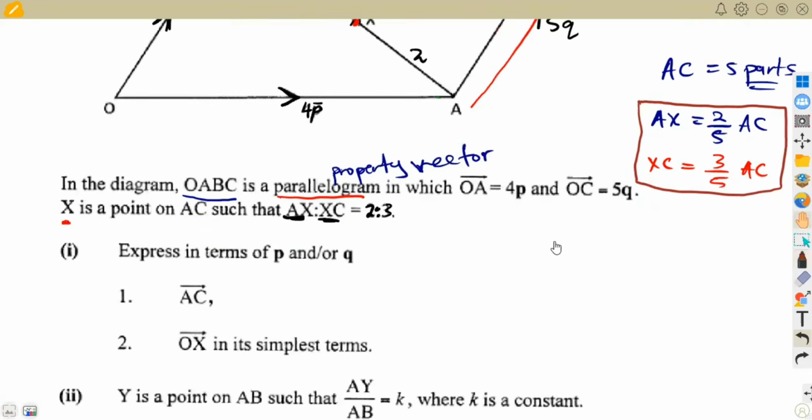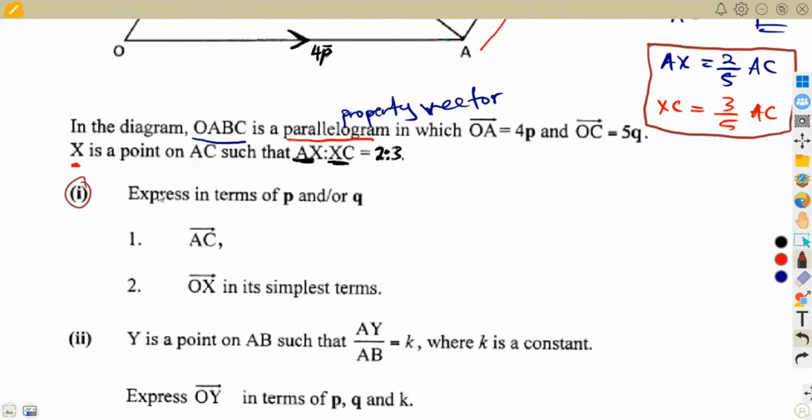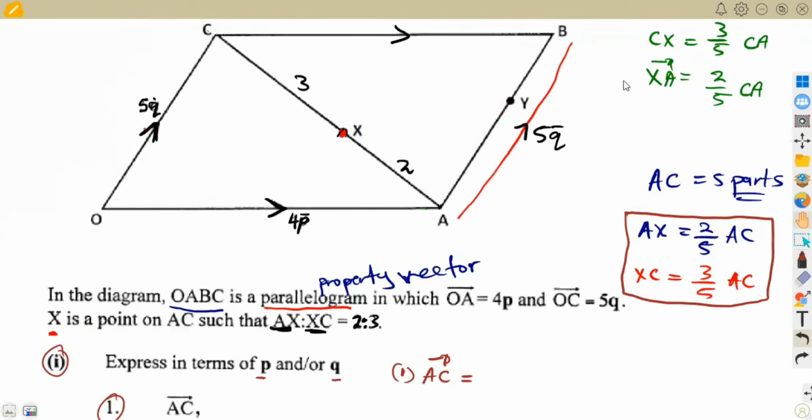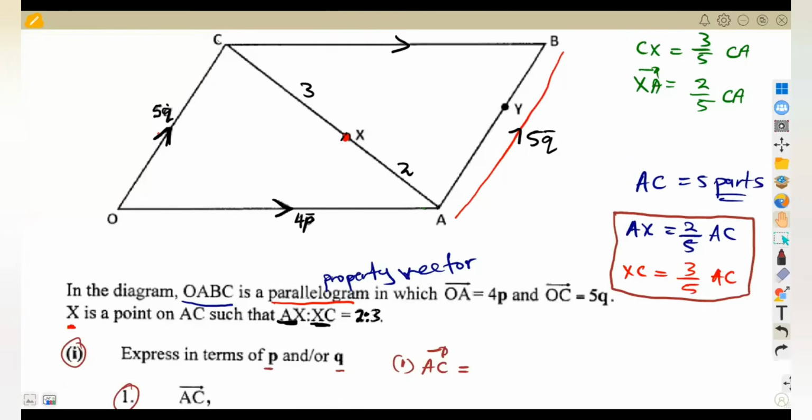Now let's see the first part of our question, item 1. We are asked to express in terms of P and Q, meaning our answer can carry P and Q, or it can be just P only or Q only. It does not matter. Let us have the first one, AC. We need a route that we are going to take from A to C, so you need to take from your diagram the direction from A to C.